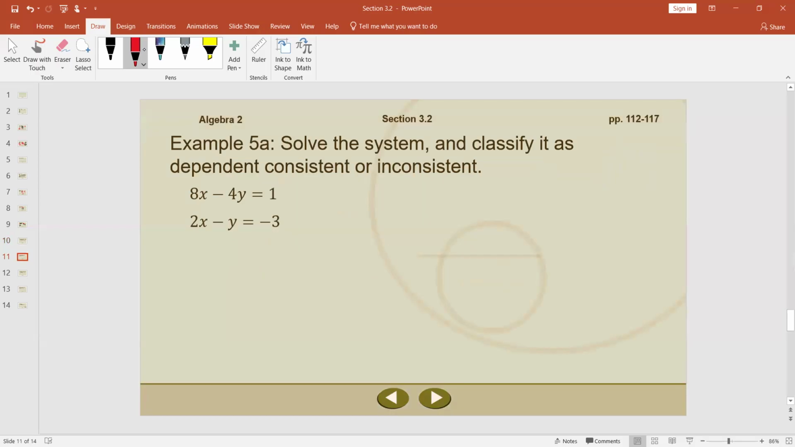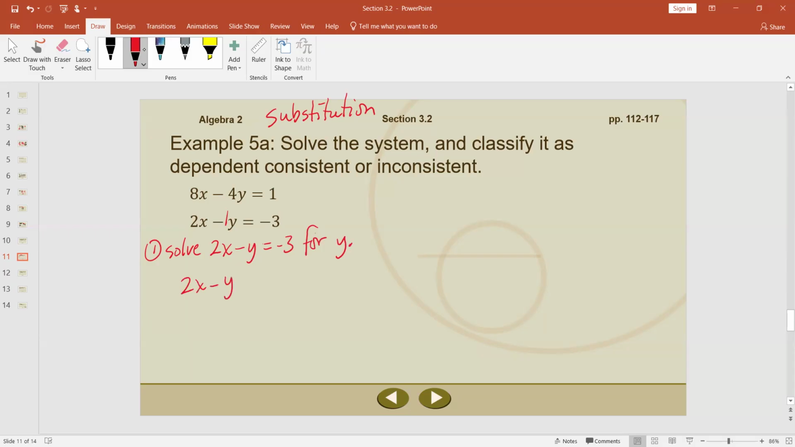So in this case, with 8x minus 4y equals 1, 2x minus y equals -3. Because I have a y that has a coefficient of 1, yes, it's -1, but still, it's going to save me from any fractions. I'm going to solve this one by substitution. So solving by substitution, I'm going to solve 2x minus y equals -3 for y.